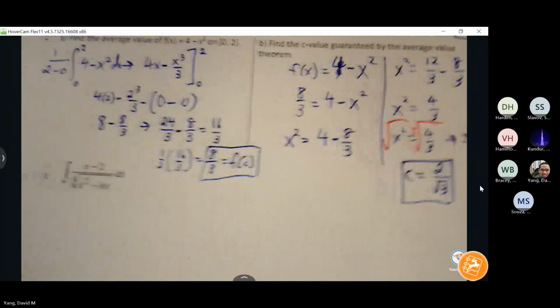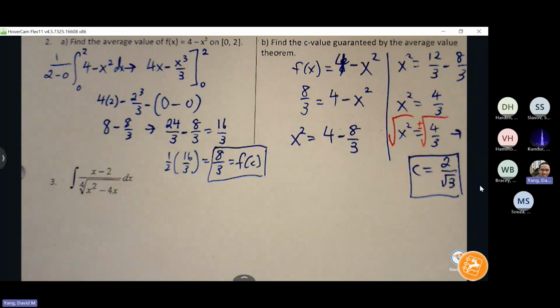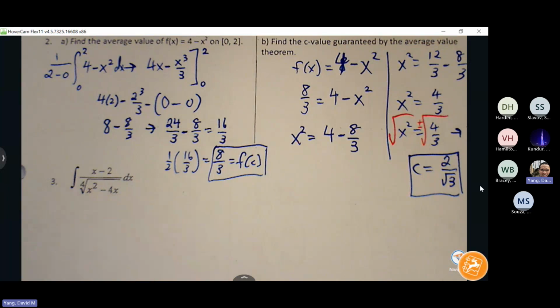Okay, number 3. Indefinite integral, x minus 2 over the 4th root of x squared minus 4x dx. First thing we always want to consider, can we expand our way through and just rely on power rule? Why not? Radical, and what else? Radical with two terms, more than one term added or subtracted. This is too complicated for power rule to handle.